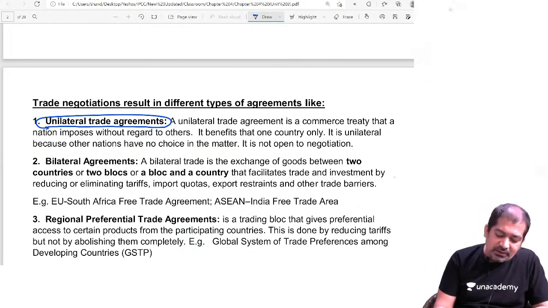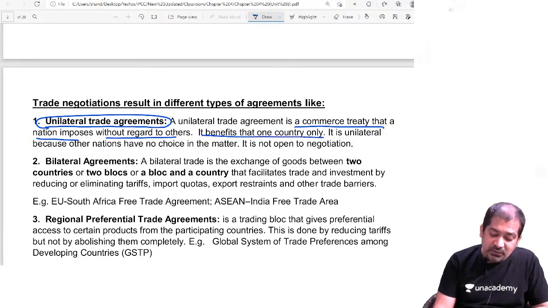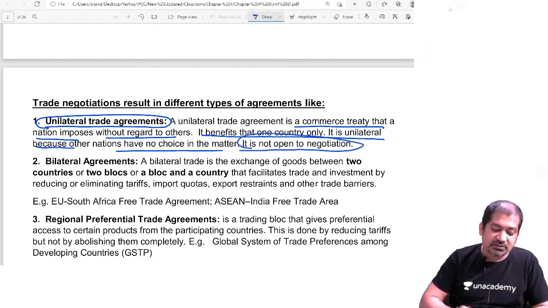So a unilateral trade agreement is a commerce treaty that a nation imposes without regard to others. It benefits that one country only. It is unilateral because other nations have no choice in the matter. It is not open to negotiation. Basically, it's not a negotiation, it's an agreement you're calling it.